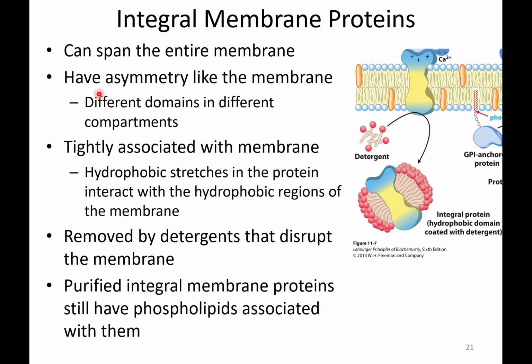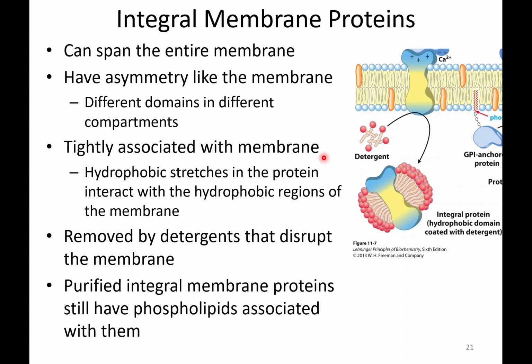Okay. The other type would be an integral membrane protein, and those are ones that are buried in the membrane, in the hydrophobic region of the membrane. Okay. They can span the entire membrane, so this example here would be a protein that spans the entire membrane, and it has a portion that sticks out on each side. Okay. They have asymmetry just like the membranes do, so different domains will face different compartments. So there's a directionality to these integral membrane proteins.